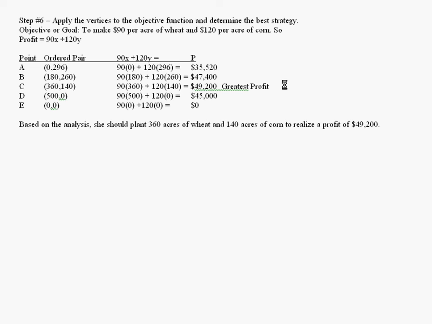Objective or goal to make $90 per acre of wheat and $120 per acre of corn. So the profit is going to be the expression 90x plus 120y. So I'm going to take each of those ordered pairs and plug that into the expression 90x plus 120y to come up with the profit based off of those extreme points. And we see that C, 360, 140, generates the greatest profit, 49,200.